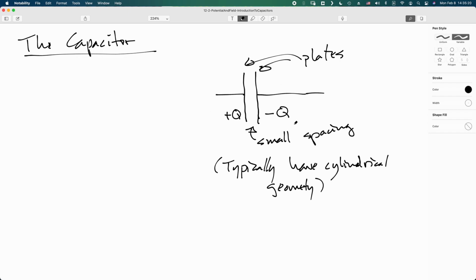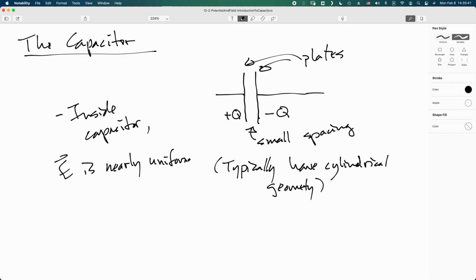So because the plates are large compared to the spacing, we will be able to say that inside the capacitor, the electric field is nearly uniform. Now, it turns out that there will be a little bit of field outside the capacitor, and this does matter. But we'll be talking about that in a bit.